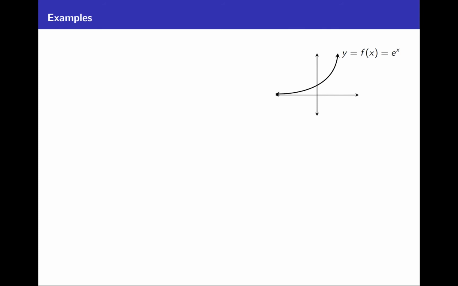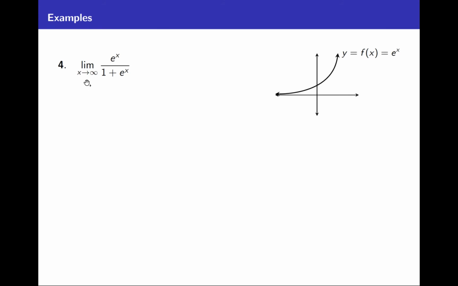Here are some more examples, and these examples will involve the function e to the x. So off to the side, I've just reminded you of what the graph of e to the x looks like. It's always positive, and it gets big really fast. It approaches 0 as x goes to negative infinity.